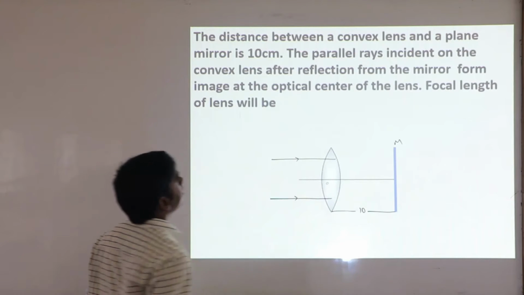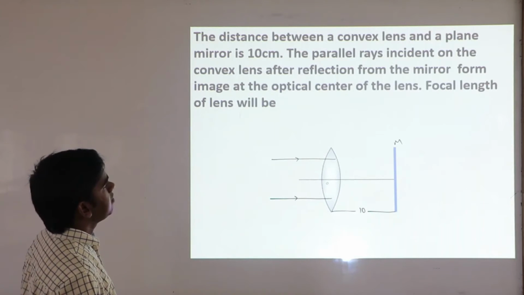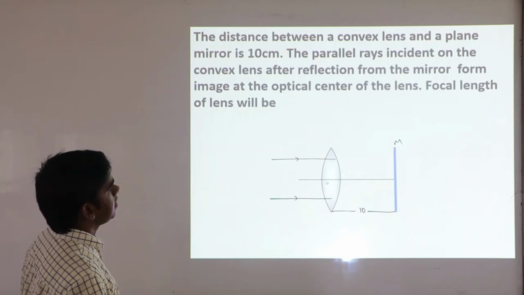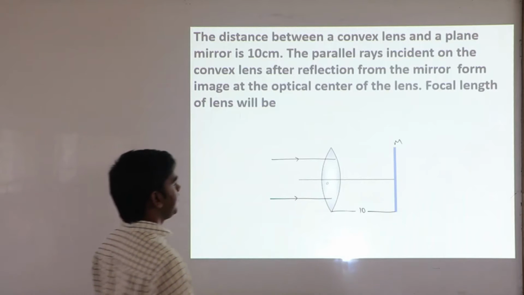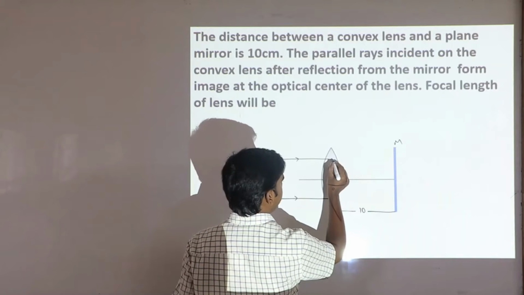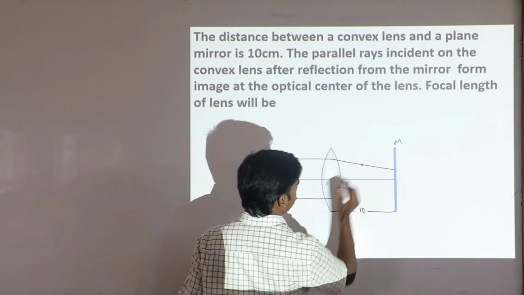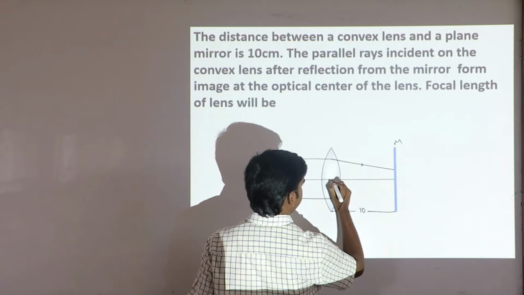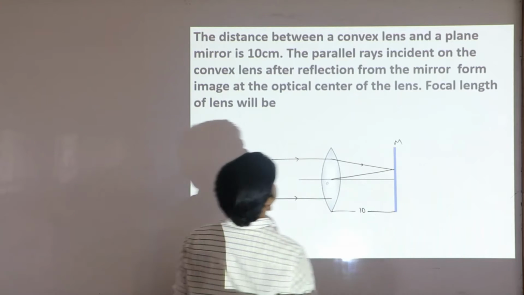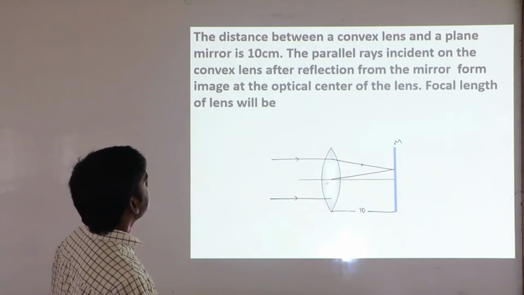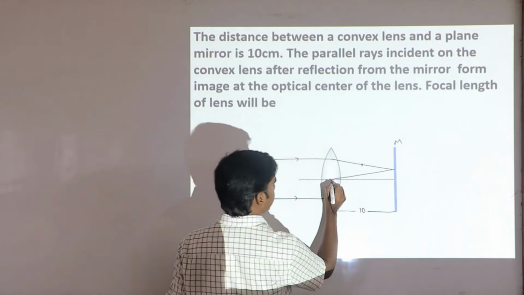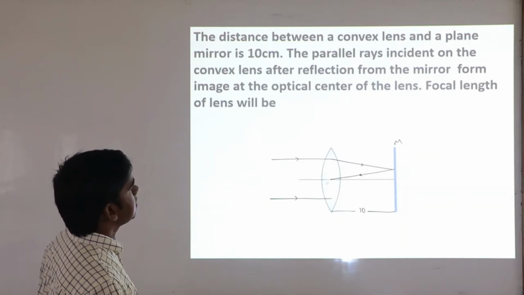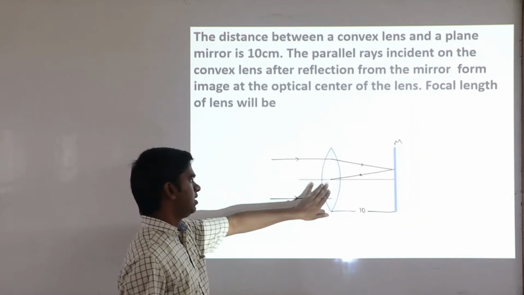Now, after reflection from the mirror, it forms the image at the optical center of the lens. So this will deviate because of the lens. What they are saying is, after reflection, it will form the image at the optical center. So this is the situation they have given. What they are asking is the focal length of the lens.